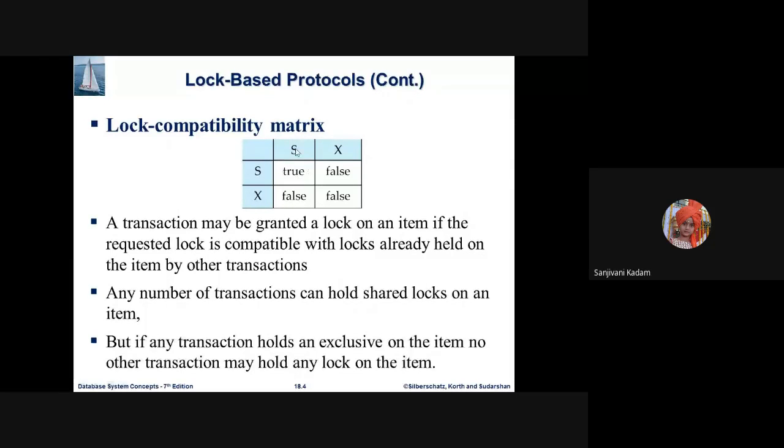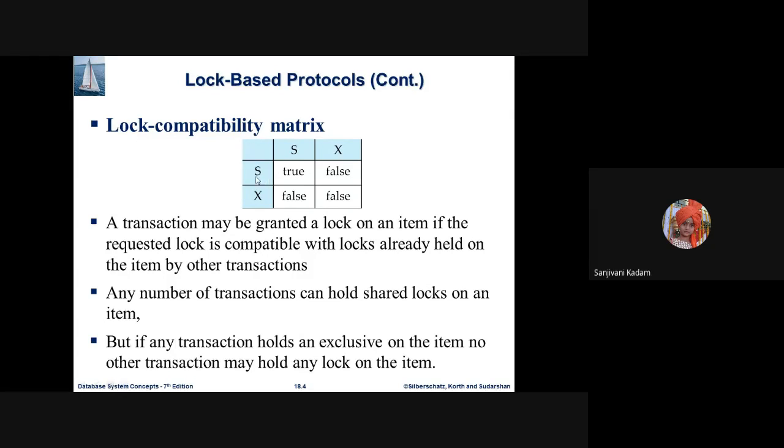If any transaction is holding an S lock on a data item and there is a request for an S lock, then that request can be granted, because sharing of an item doesn't change the value, and multiple transactions can simultaneously read the same data item. So the request will be granted, and hence it is true. It means that multiple transactions can simultaneously hold a shared lock on a data item.